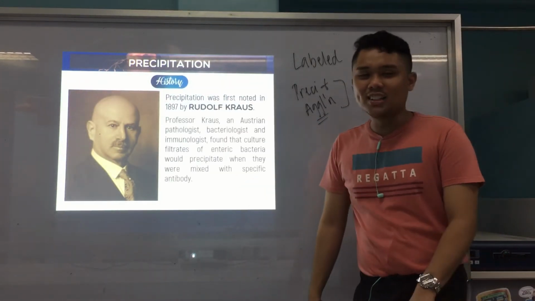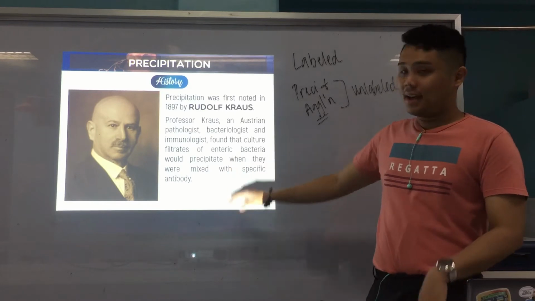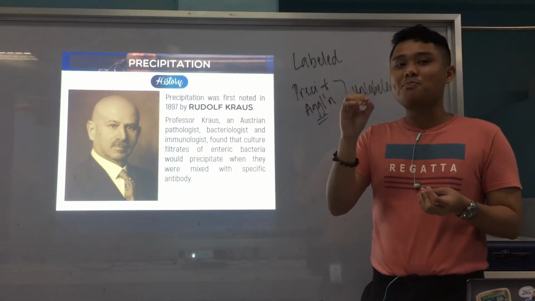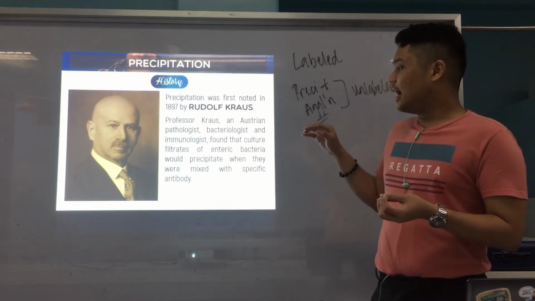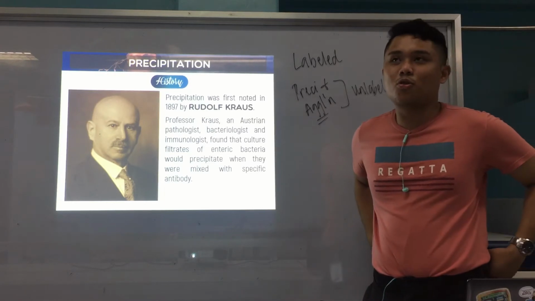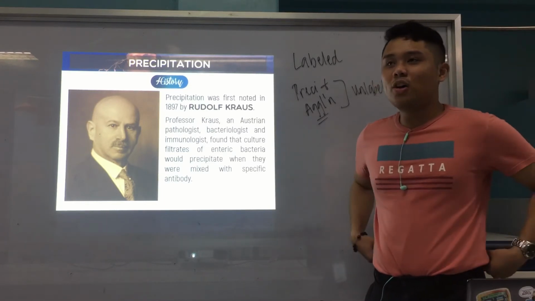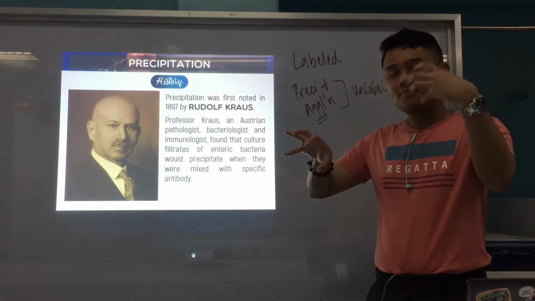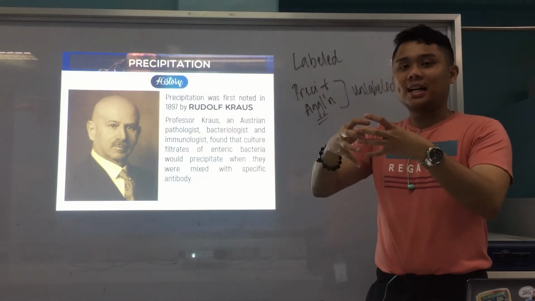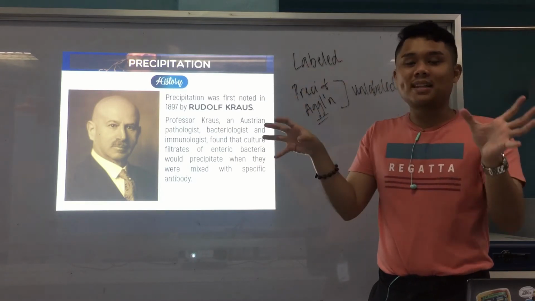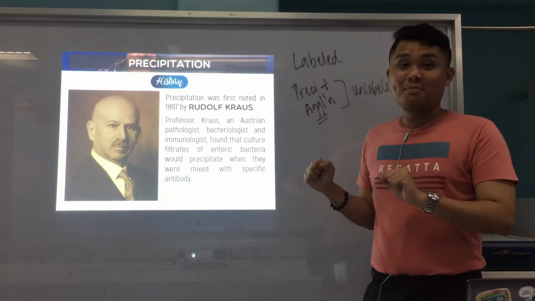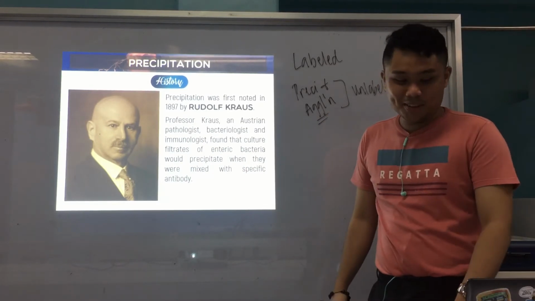Alright. So how did he discover precipitation? He's a bacteriologist and immunologist, and what happens is that filtrates of bacteria, enteric bacteria, precipitate when mixed with antibody. Both of them are still in solution. So he combined the bacterial culture filtrate with a specific antibody, and upon combining, he saw that it precipitated and became cloudy. So, thank you, Rudolf Kraus. That's the humble beginnings of precipitation.